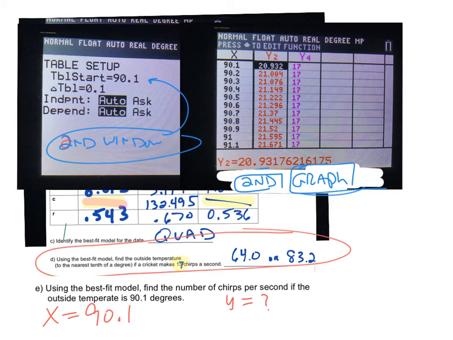So here, when the temperature is 90.1, the number of chirps per second is 20.9. Or if it's said to the nearest chirp, 21. So that's a regression analysis practice problem.